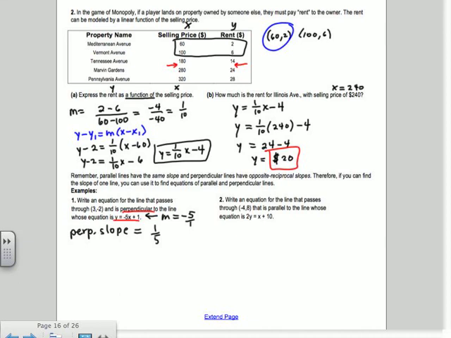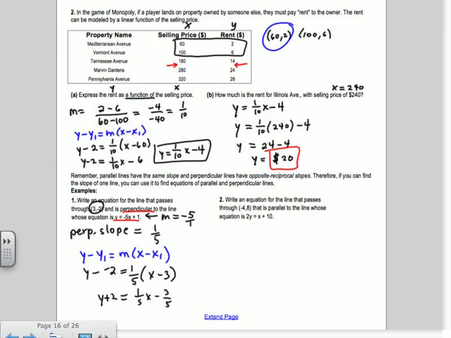Okay, now we have through a point. So now I have my point and I have my slope. So I'm going to use point slope. So that's y minus y1 equals m times x minus x1. And I just plug in. So it's y minus a negative 2 equals 1/5 times x minus 3. So y plus 2 equals 1/5 x minus 3/5.